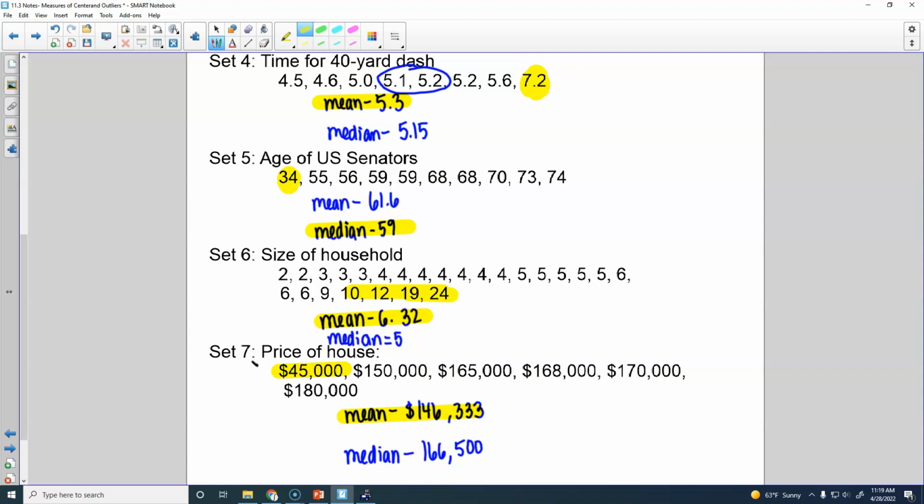So if we have really low outliers, it pulls the mean down. So if I give a test and everybody makes an 85 on the test except for one person who makes a 10, that 10 is going to pull everybody down, right? Same thing is true, though, if I have a high outlier, right?